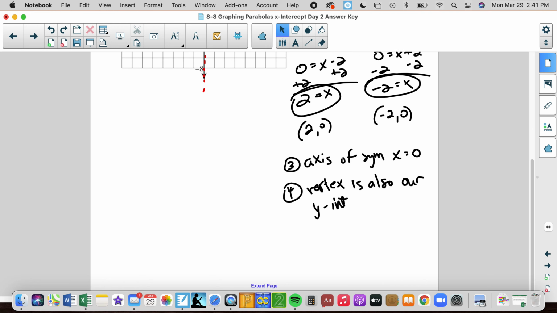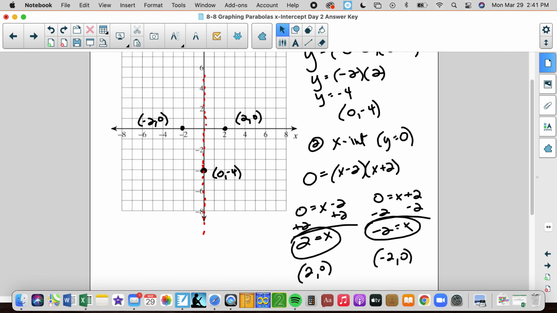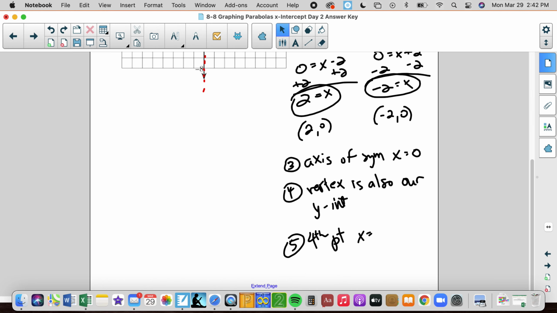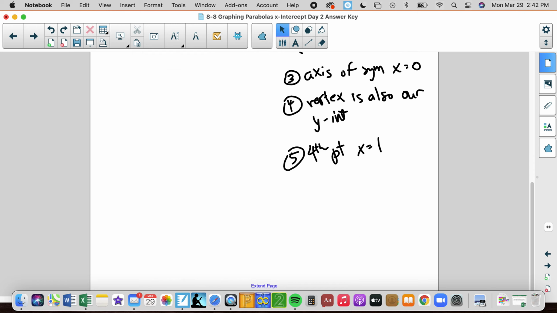Finding the 4th point, we have to plug in another x value. So we can plug in x equals 1, and we know that it would lie somewhere between here, or we can choose 3, and we know that it's going to be out somewhere here. We're not confident that it's going to be on our graph, so I'm going to choose x is 1. Some of you maybe chose 3, but you plug it in and you get 1 minus 2, 1 plus 2.